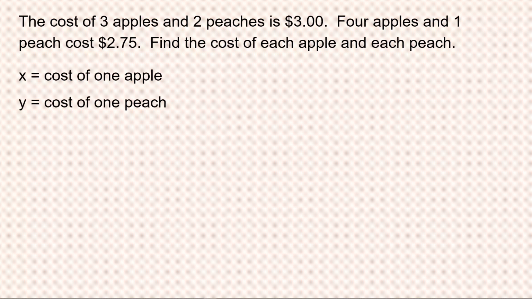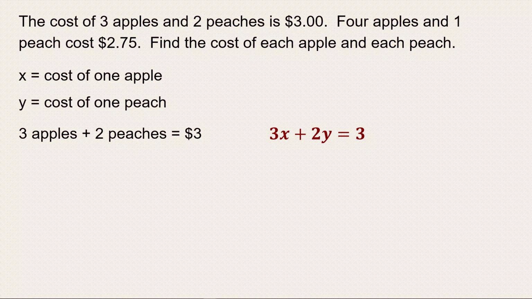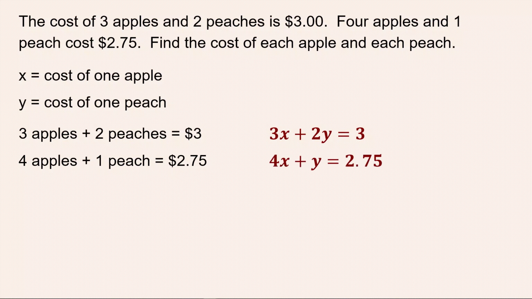From the problem statement, we express the two purchases with an equation-like sentence for each, and then actually write each equation. 3 apples plus 2 peaches equals $3 becomes the equation 3x plus 2y equals 3. 4 apples plus 1 peach equals $2.75 becomes the equation 4x plus y equals 2.75. Now it is time to solve this system of equations to find the cost of each fruit.